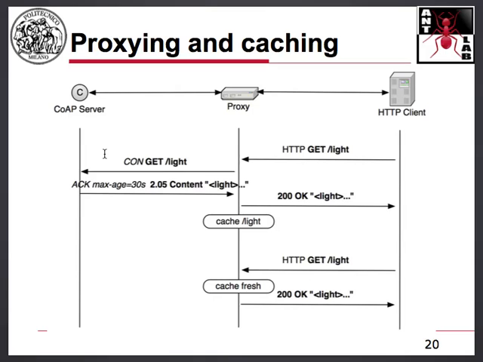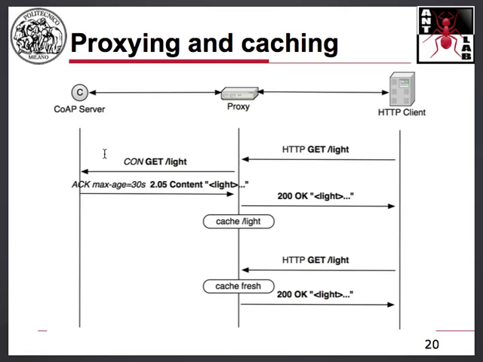Then this acknowledgement message, which contains the response to a specific request, gets back to the proxy, and the proxy does the other way around. So basically, it takes this response message, which is a CoAP one, and translates it into a proper HTTP message, which is, for example, 200 OK, fine, the resource you have requested is available, and the content is such.